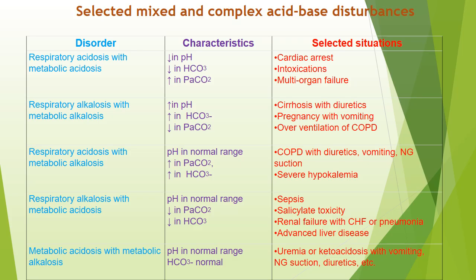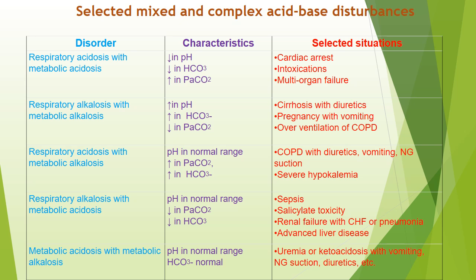The fourth one is respiratory alkalosis with metabolic acidosis. In that case, the pH will be in the normal range. The other two, carbon dioxide and the bicarbonate, will be decreased. Especially seen in sepsis, salicylate toxicity, renal failure with congestive heart failure or pneumonia, and in advanced liver disease.